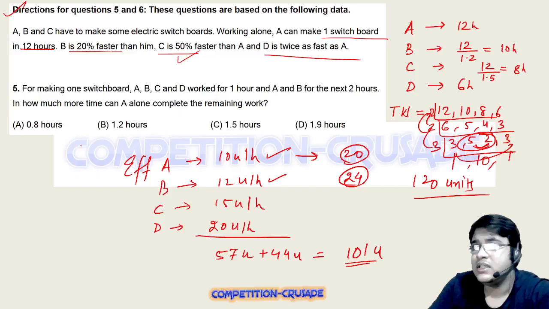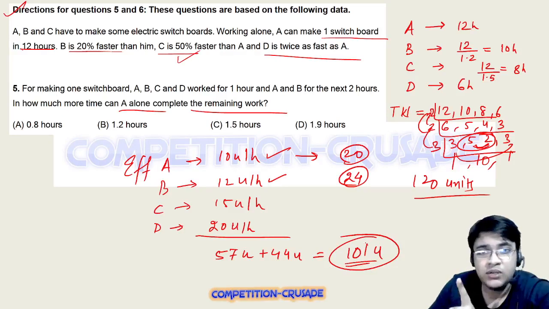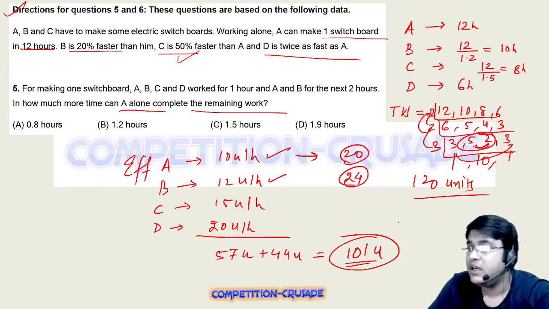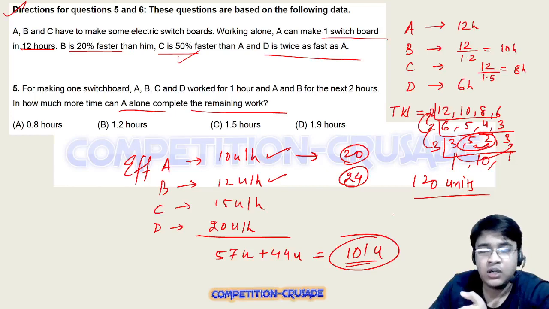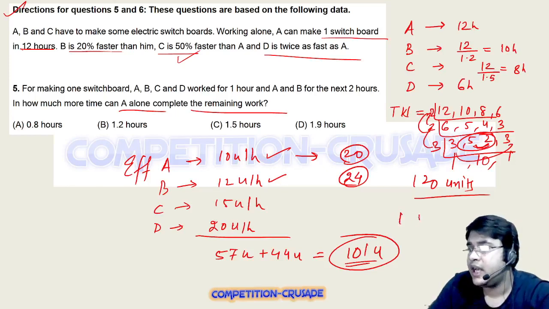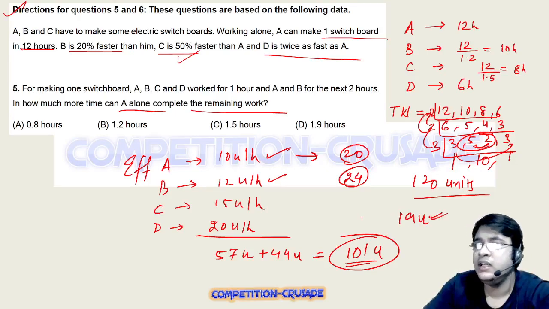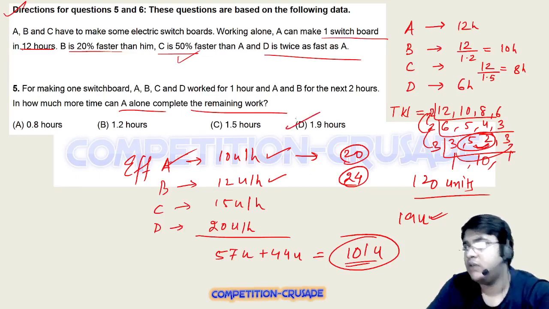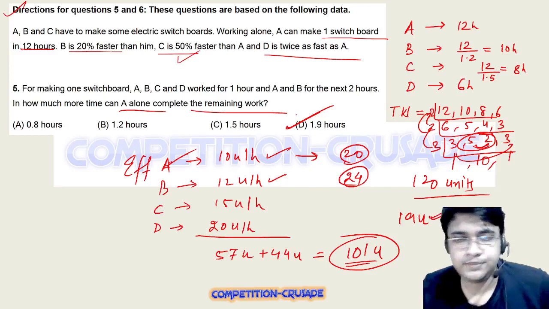And the question is, in how much more time can A alone complete the remaining work? So 101 units have been completed by all of them. How much work is remaining? So 19 units of work is remaining. This fellow A can do 19 units of work in 1.9 hours. I hope that makes sense.